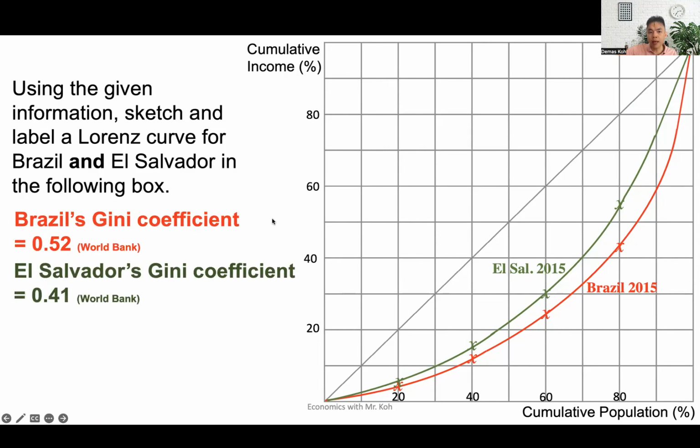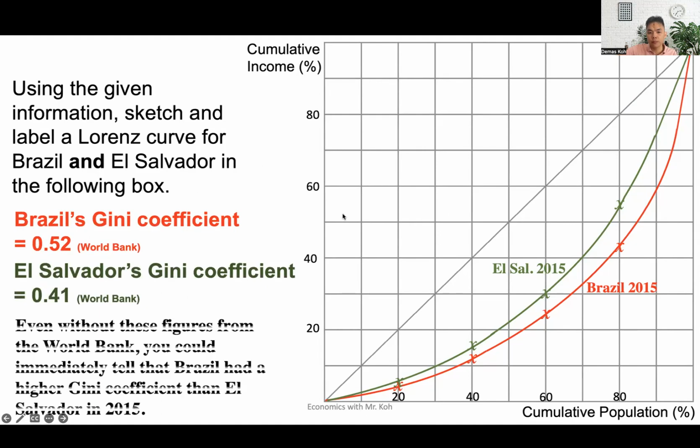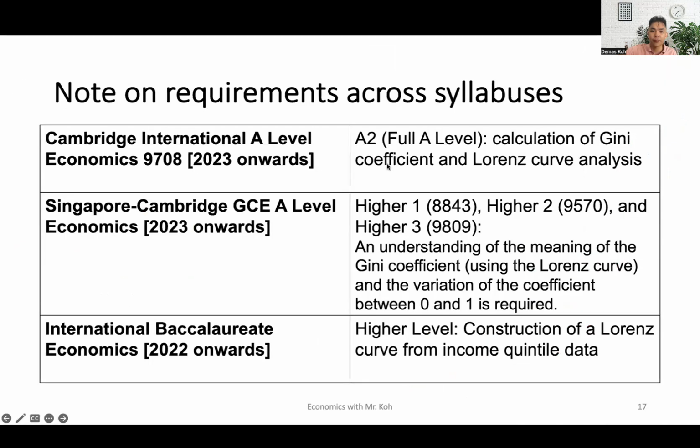All right. If you want to do an intertemporal comparison within a country. So just to recap on the figures, and looking at the diagram, you can see that even without getting those figures from the World Bank, you could immediately tell that Brazil had a higher Gini coefficient than El Salvador in 2015. And that's basically the end of the content that I wanted to go over in this video.